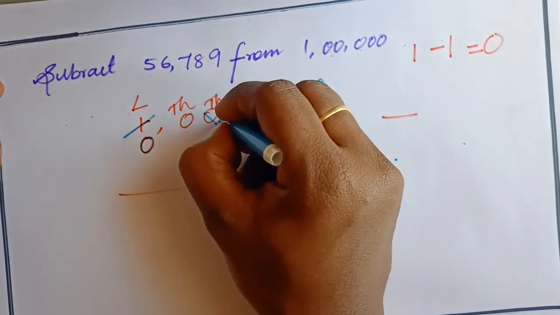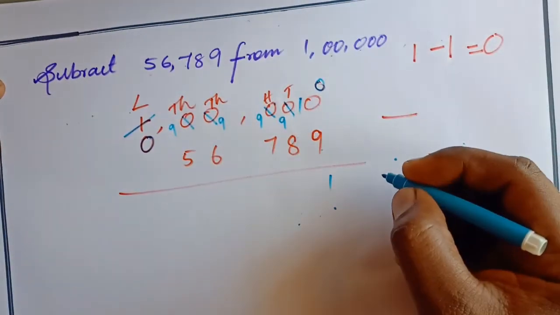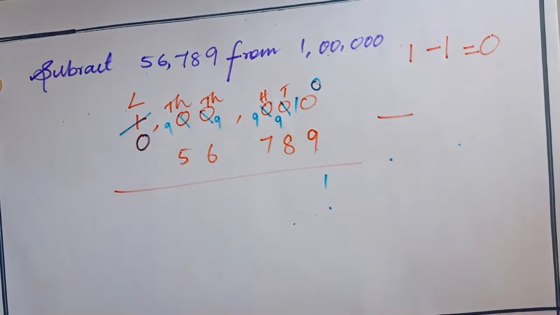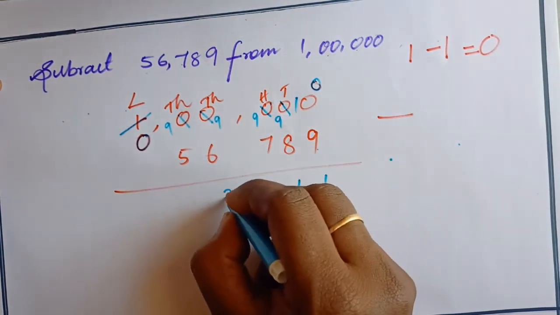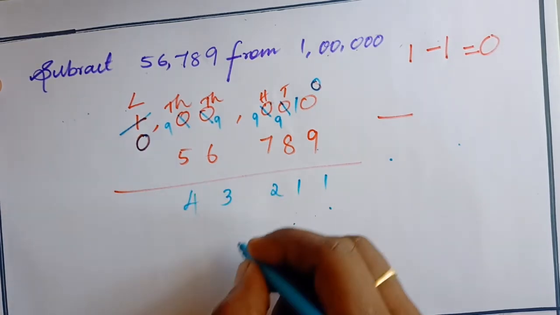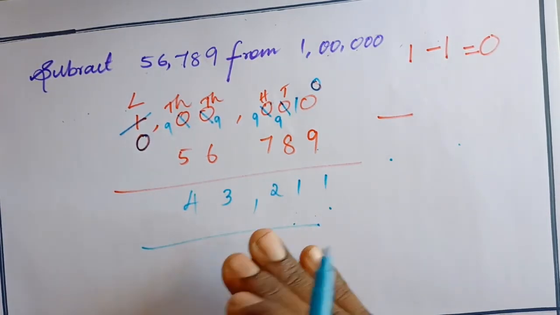Here also 9, here also 9. Okay, 9 minus 8. What is 9 minus 8? It is 1. 9 minus 7, 2. 9 minus 6, 3. 9 minus 5, 4. Okay, this is the answer. Now we can cross check.